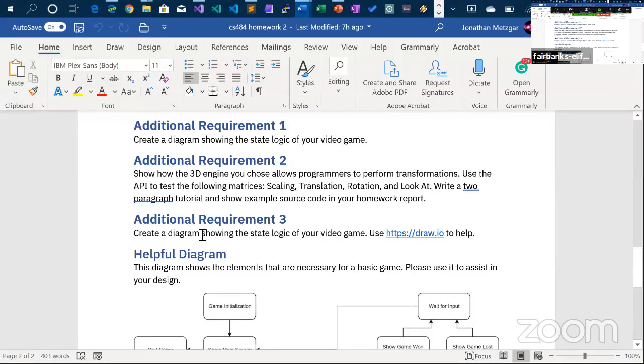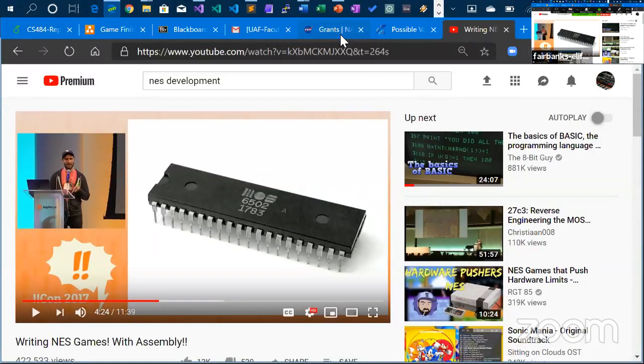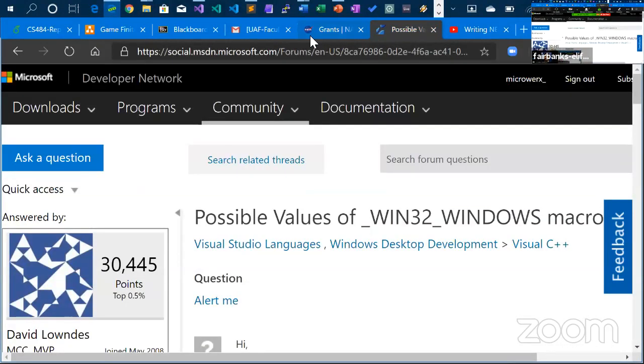And then another one is create a diagram showing the state logic of your video game. So I found this really great website called draw.io. And this website, I don't know if I may have closed it. Let's see here.